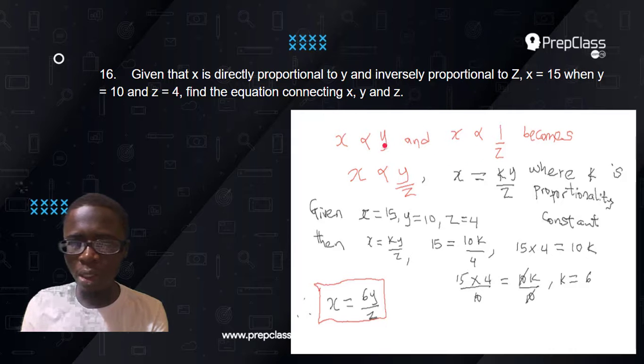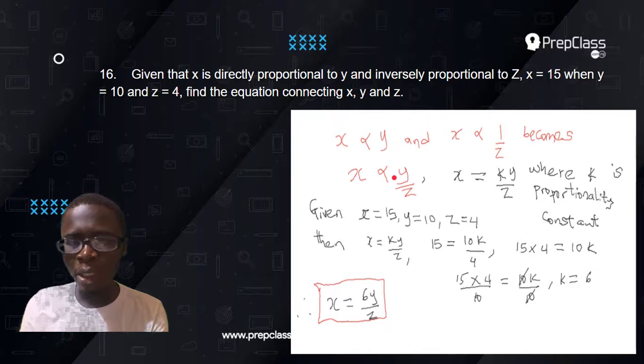So these two statements, you can picture this as a simple sentence, and this as another simple sentence, and then they are joined by a connector, the "and" connector. So we need to process these two simple sentences to give us a compound sentence. In this regard, we have a combination of this simple sentence and this simple sentence, which simply implies that x is directly proportional to y, but inversely proportional to z.